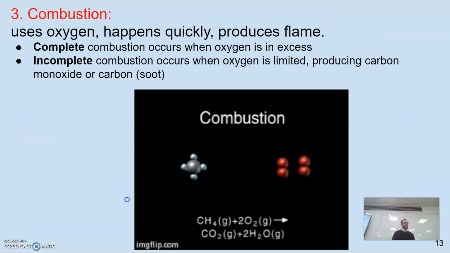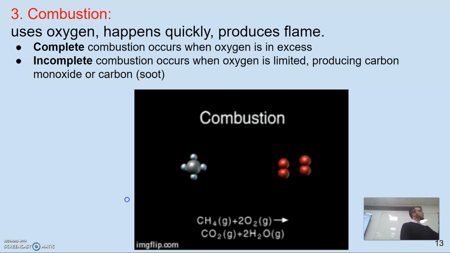Combustion, as per our prac last week. It uses oxygen. All combustion reactions must have oxygen. You might want to write that down somewhere. Must have oxygen. Two types of combustion. One is called complete. This is when oxygen is in excess.